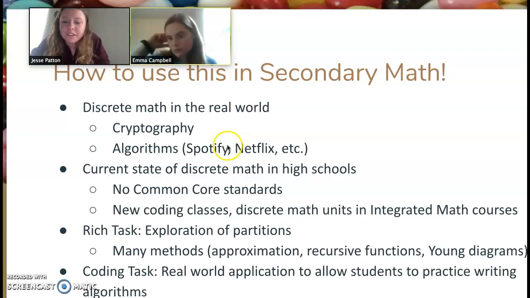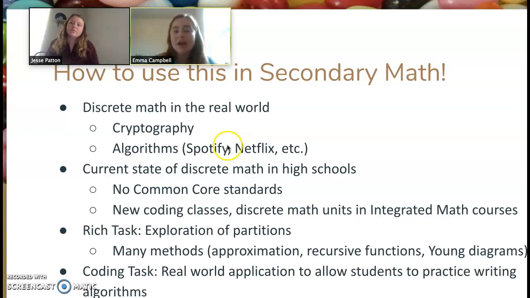But I just don't know if high schoolers, much less middle schoolers, but I know we're talking about high schoolers, would be super interested in delving into this, if you took it out of a context of coding or cryptology or something like that.